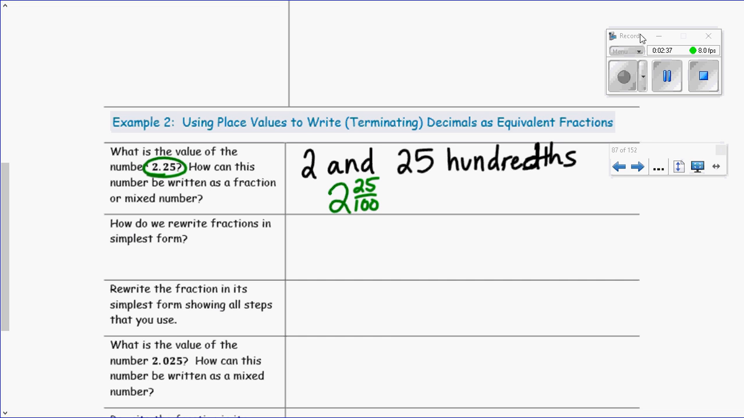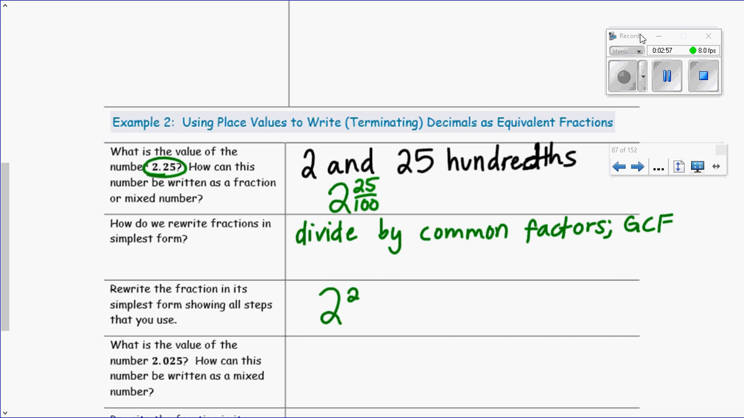We need to divide by common factors. You may have also heard the term GCF, which is the greatest common factor. And right below this, we're going to actually do this with 2 and 25 hundredths. So off to the side, I want to show you, if you know that 25 over 100 ends in 5s and 0s, hopefully you remember that means that they're both divisible by 5. And that would give us 5 over 20.